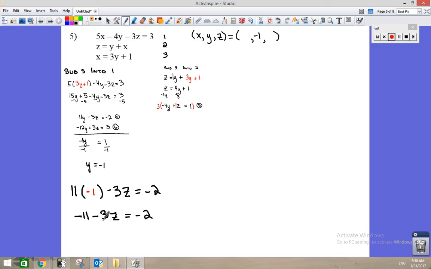So let's step by step try to get z by itself. Z is contained in the second term. Let's get rid of this first term by adding 11 to each side. When I do that, the negative 11 and positive 11 cancel each other, and I have just the negative 3z on the left, and negative 2 plus 11 is 9.